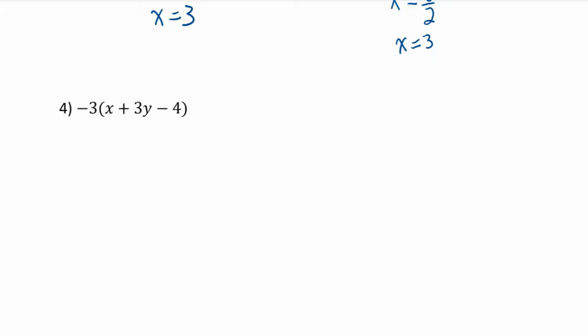For number 4, we're going to distribute this negative 3 throughout the brackets very carefully, so you can see we get negative 3 times x is negative 3x. We're going to move on to negative 3 times 3y. That gives me negative 9y. And then finally, to the negative 4, being careful of the sign, negative 3 times negative 4 is positive 12. All right, so we're going to learn one more skill, and then we're going to put it all together.